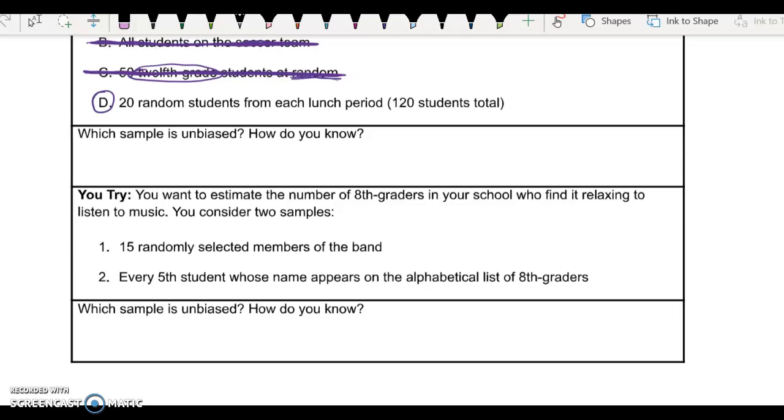The first one is not what we want, because typically if you're in band, you like music, which would mean that you would like to listen to music. Therefore, we would assume that most of the people in band would find listening to music relaxing. So it is not going to be option 1. It's going to be option 2. That's because we don't know the order of everybody in 8th grade in alphabetical order. We don't know every single person. And so if we just pick every 5th, that's random.